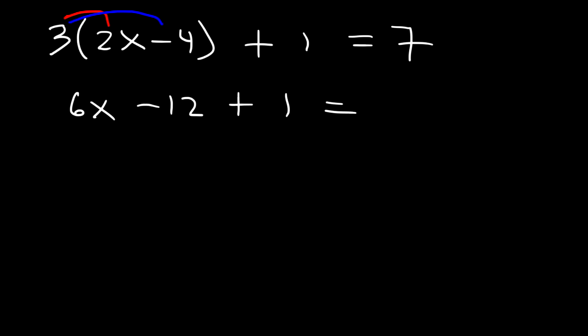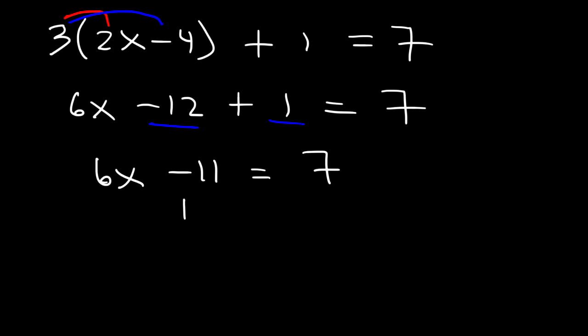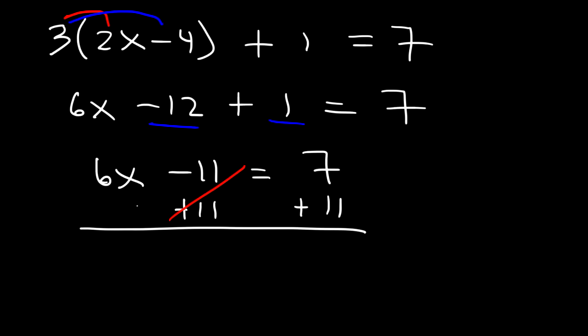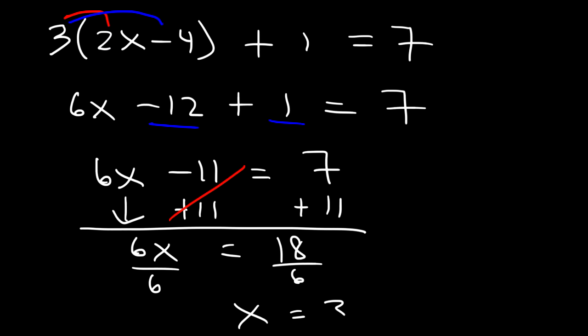And let's rewrite everything else. Now our next step is to combine like terms. Negative 12 and 1 are like terms on the same side. So negative 12 plus 1, we can exchange that for negative 11, since they're equivalent to each other. Now all we need to do at this point is first add 11 to both sides. And then we could divide. Right now we have 6x, which is equal to 7 plus 11, which is 18. And then we could divide by 6. 18 divided by 6 is 3. And so that's our answer. X is equal to 3.